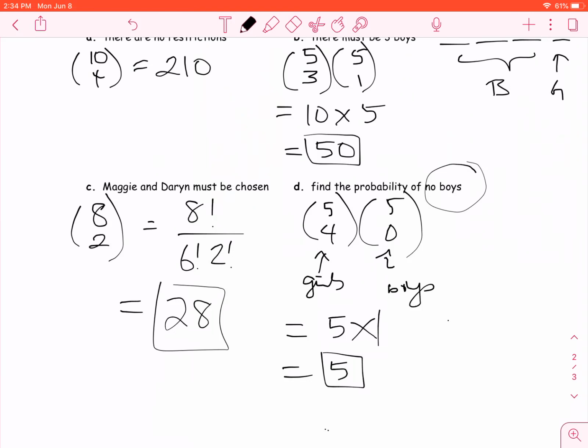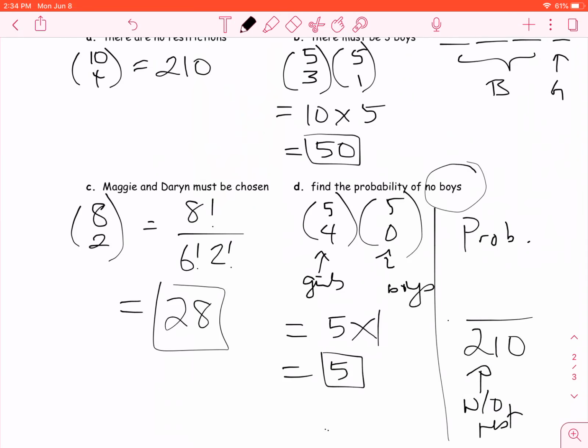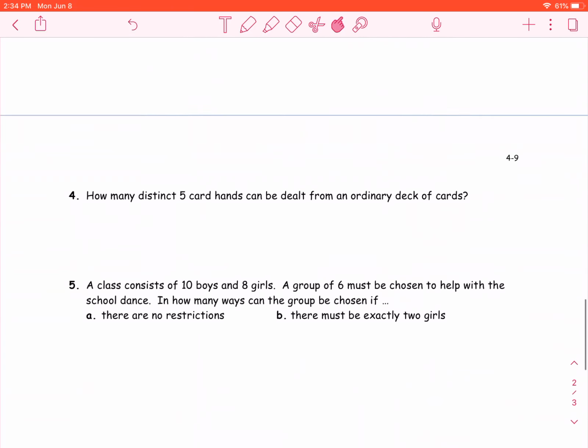I'll just move this over here. So for our probability, there's 210 without-restriction possibilities, that's our total. And then it would be 5 over 210, so that would be 1 over 42. All right, we'll move on. We have 2 last examples to consider.